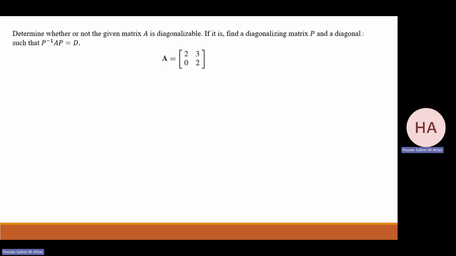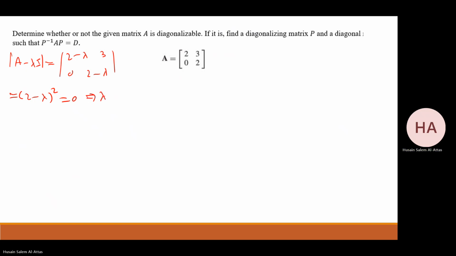Another problem, determine whether the given matrix is diagonalizable or not. Let me do the same thing. A minus lambda I. That gives me what? 2 minus lambda, 3, 0, 2 minus lambda. So I have 2 minus lambda squared equals 0. So what will be lambda? Well, lambda will be 2 and 2.